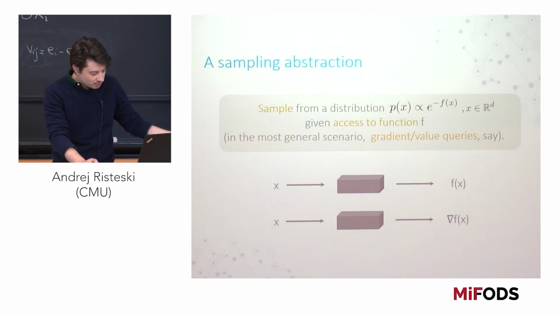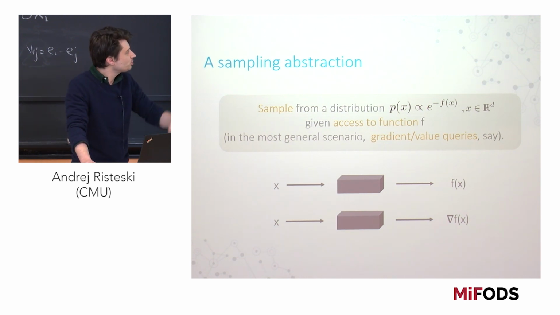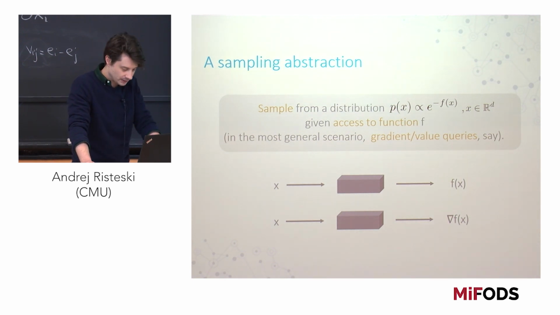So let me abstract this away. The problem that we're going to look at is the following. I want to sample from some distribution parameterized as follows: p(x) is proportional to e^{-f(x)}, let's say all over R^d. And the way I'm going to have access to this function f is through, let's say, gradient or value queries. This clearly subsumes what I had on the previous slide, because in the previous slide I even have some explicit form for this f(x).